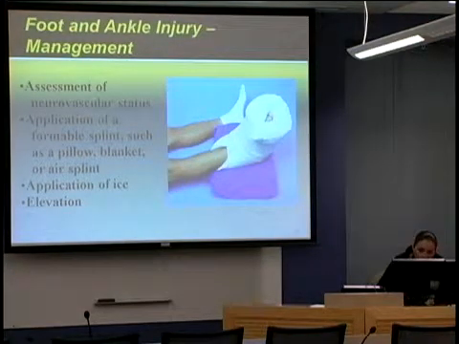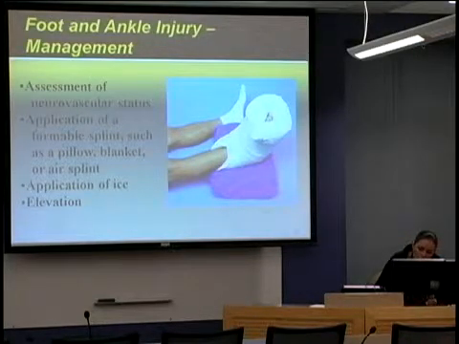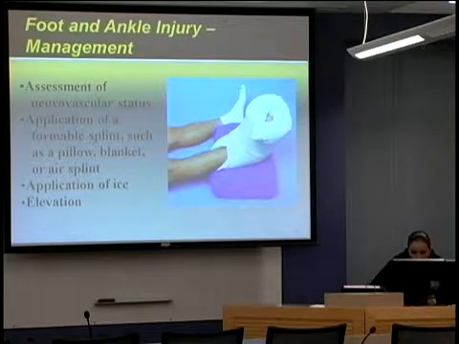Management of foot and ankle injury also starts with neurovascular status. Application of a formable splint, such as a pillow, blanket, or air splint. Application of ice and elevation of the lower extremity.